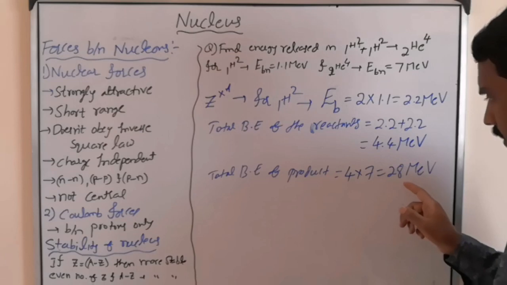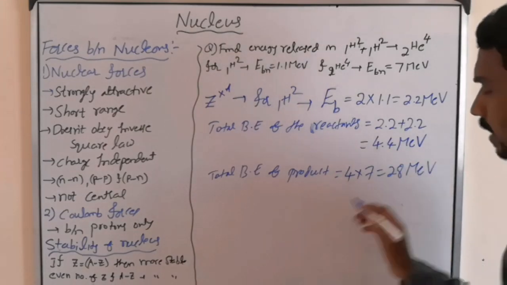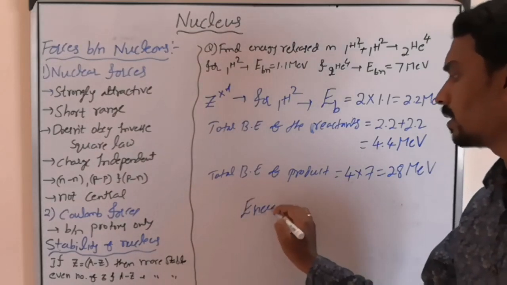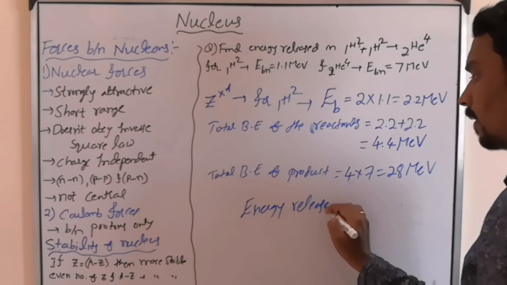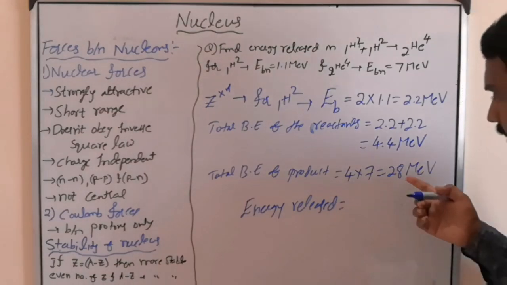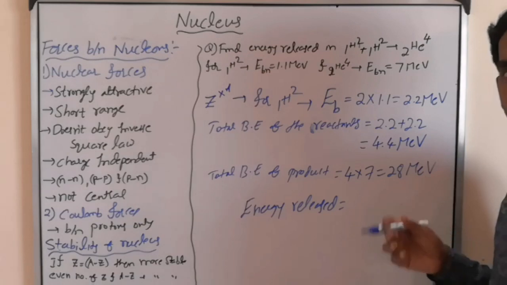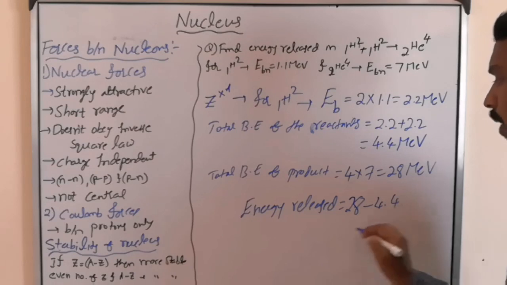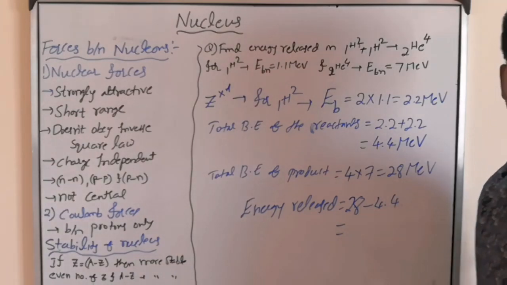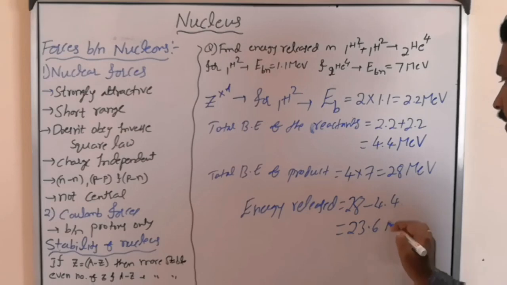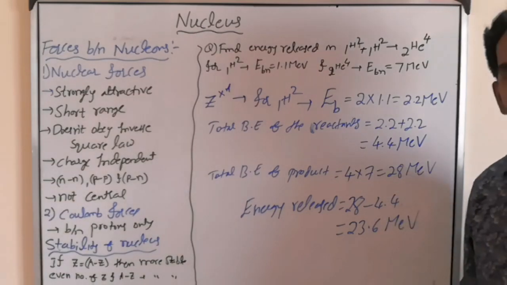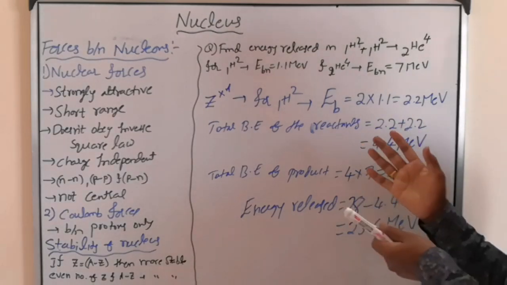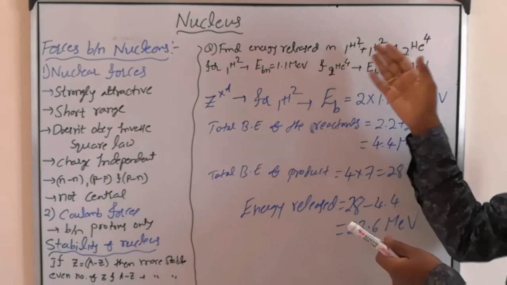See, this much was there, this much. So how much energy is released in this process? The energy released is equal to the excess of energy possessed, so that energy will be released in this process. How much? 28 minus 4.4. How much? 23.6 mega electron volt.